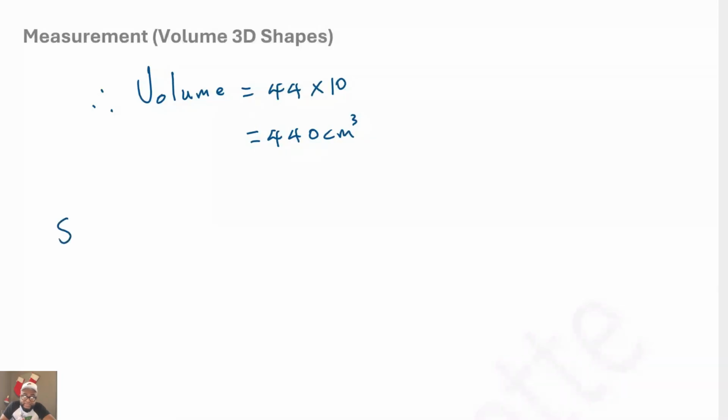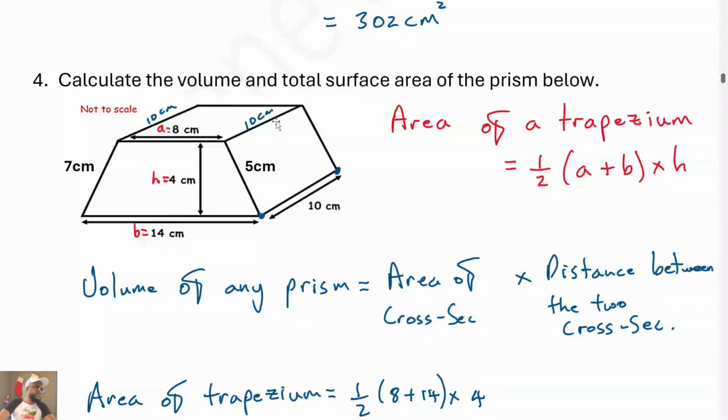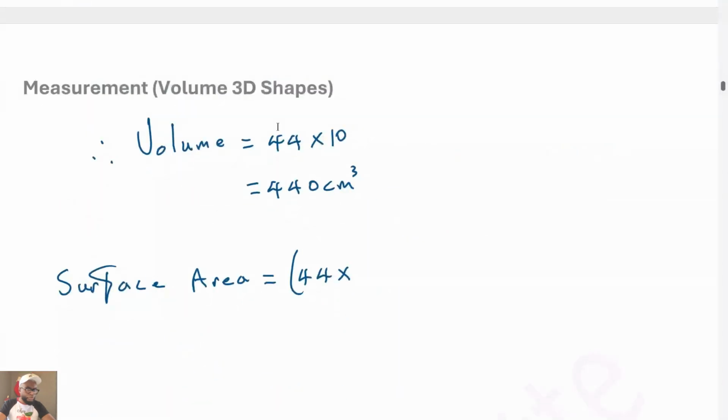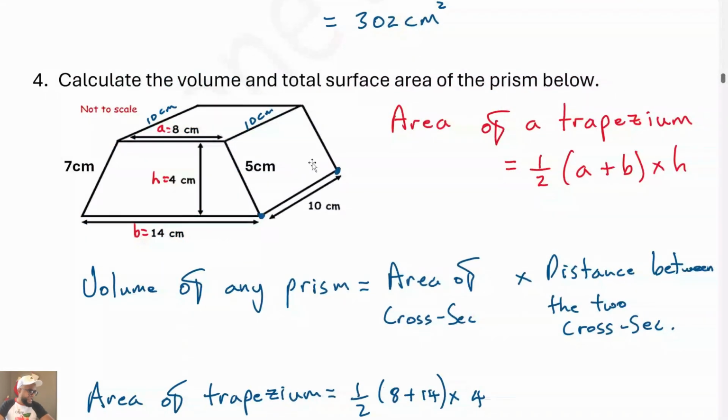Surface area. We could do this one too. Watch it, we do it just like how we did the last one. So we know that the area of the trapezium is 44. So that'll be 44 multiplied by how many trapeziums do we have here? 2, because there are 2 trapeziums. There's one hiding in the back. Plus, how many rectangles do we have here? Let me see you following. How many rectangles? 4. Excellent. One on top, one behind, one in front, one underneath.